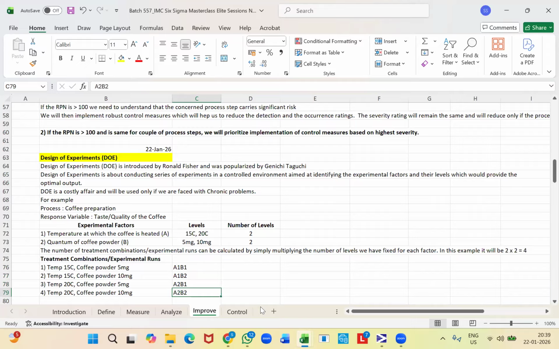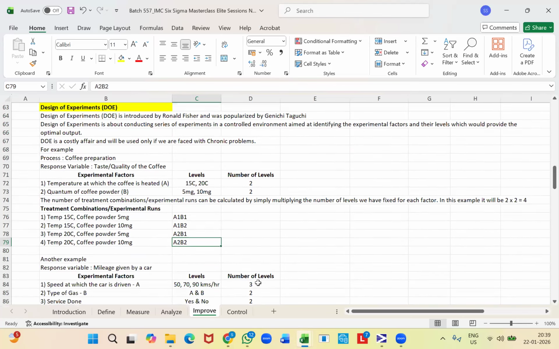So with this experimental design that I have created, I can now perform the experiments, analyze the output data, and find out which particular treatment combination provides me the best taste as far as coffee is concerned, right? So this is how I will perform and analyze the experimental data.